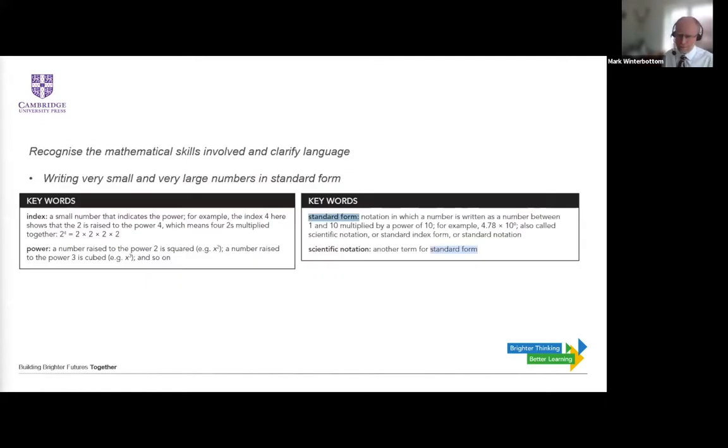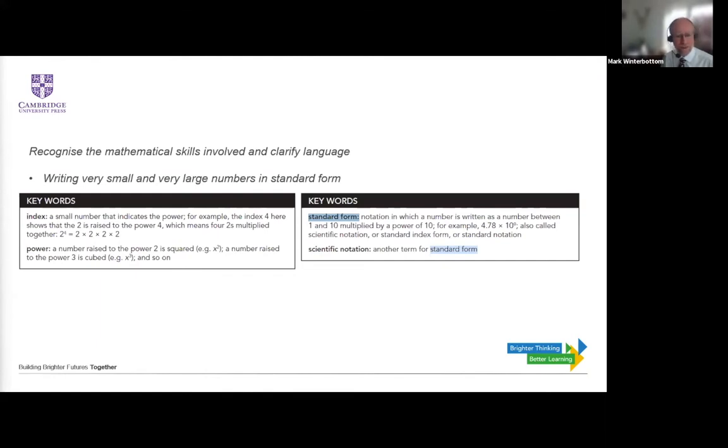Then in terms of your own planning, you've got to recognize what the skill is, and you've got to clarify the language, and you've got to clarify that for yourself, and you've got to realize you're going to have to clarify that for your students. So look at the words here, and I've taken these straight from one of the books. We've got index, which of course has at least 2 meanings in English. So one is the thing at the back of the book where you look up page numbers, and the other is the small number that indicates the power.